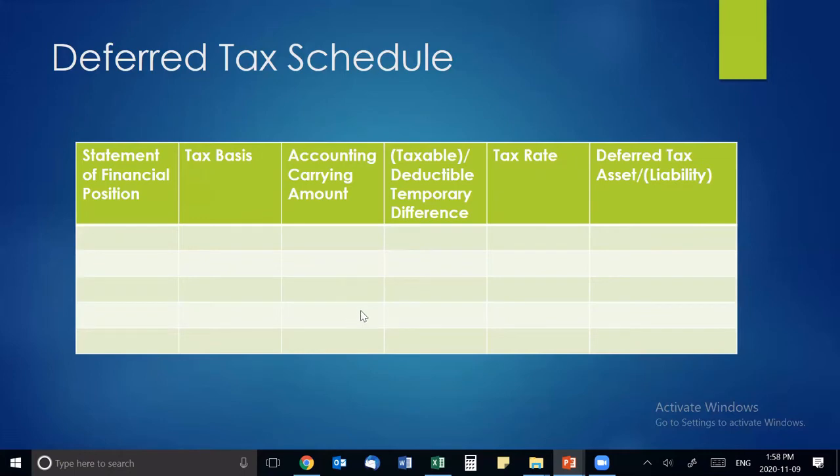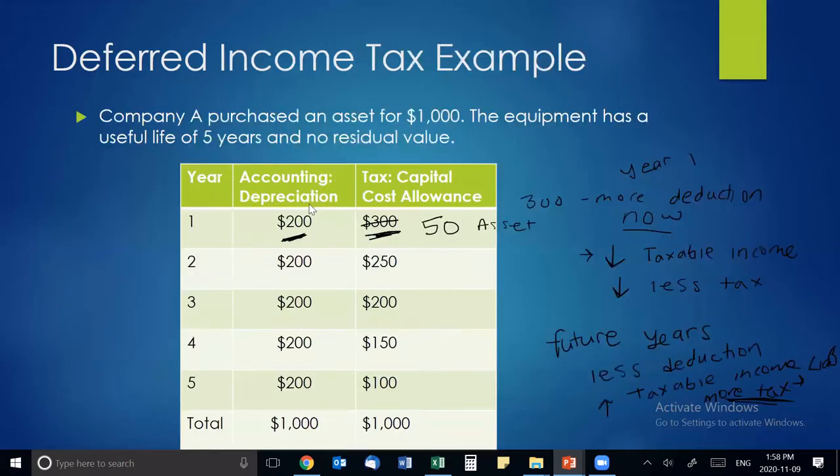Okay. So looking back at the example for PP&E, for the depreciation versus CCA, one thing we have to look at is, well, what's the accounting carrying amount? What's the amount on the balance sheet for this temporary difference? Okay, so we know that we took a deduction of $200 for accounting purposes and a deduction of $300 for tax purposes. So what is the carrying amount at the end of the year? So what is the net book value?